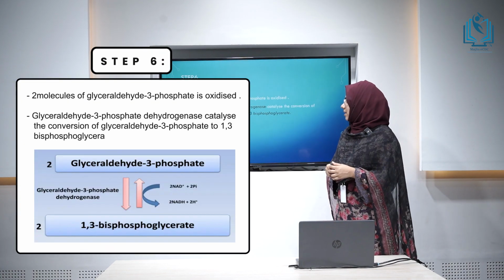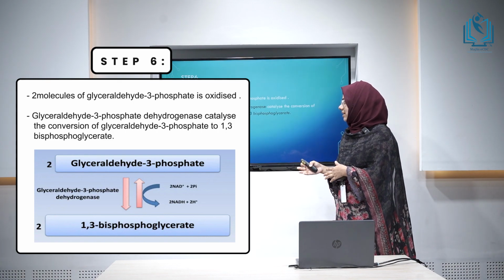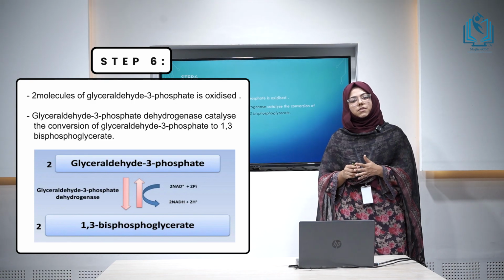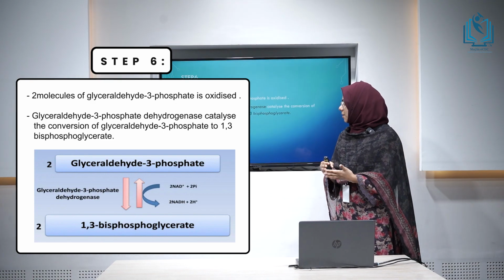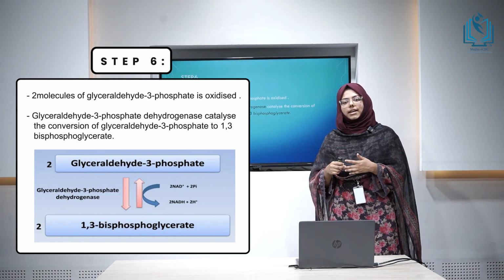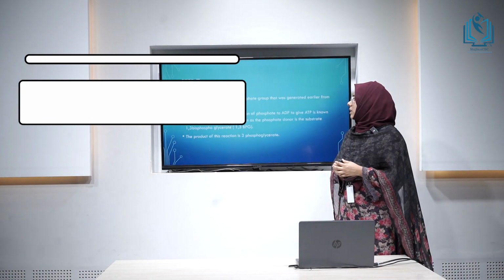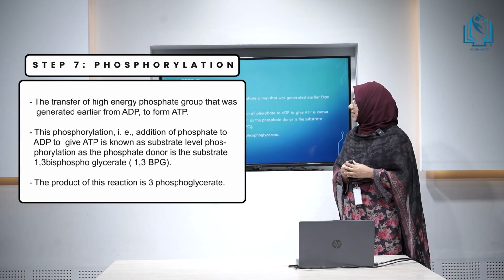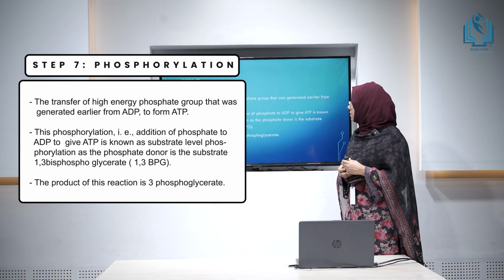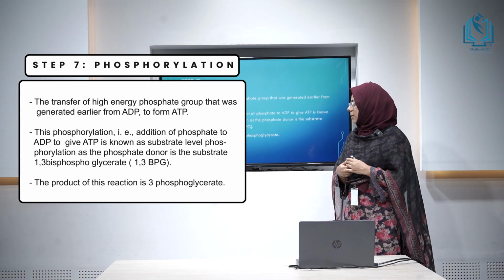Step 6. Two molecules of glyceraldehyde 3-phosphate are oxidized, and glyceraldehyde 3-phosphate dehydrogenase is the enzyme which catalyzes the conversion of glyceraldehyde 3-phosphate to 1,3-bisphosphoglycerate. Step 7 is phosphorylation: the transfer of the high energy phosphate group to ADP to form ATP.